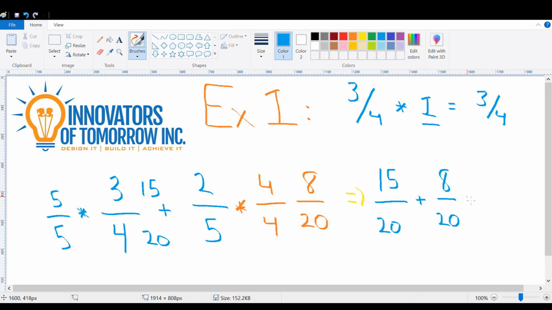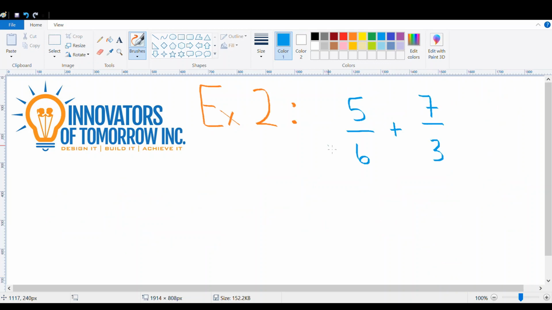Now we have common denominators, and we are ready to add fractions. We use the same common denominator, 20, and add the numerators. So we have 15 plus 8, which gives us 23, and our final answer is 23 over 20.